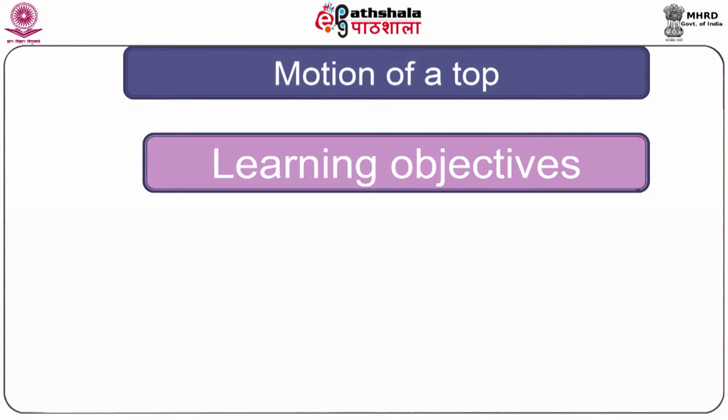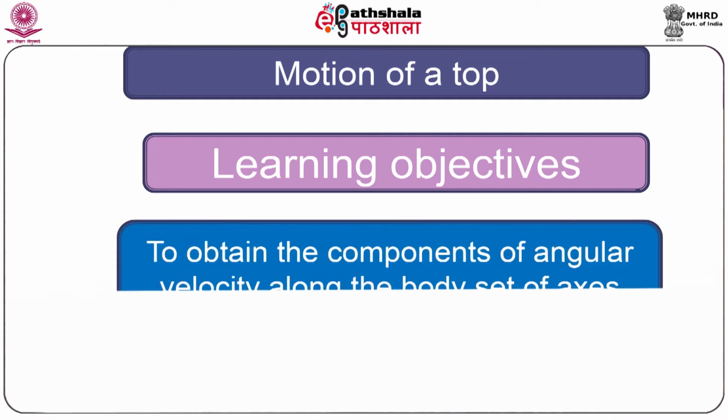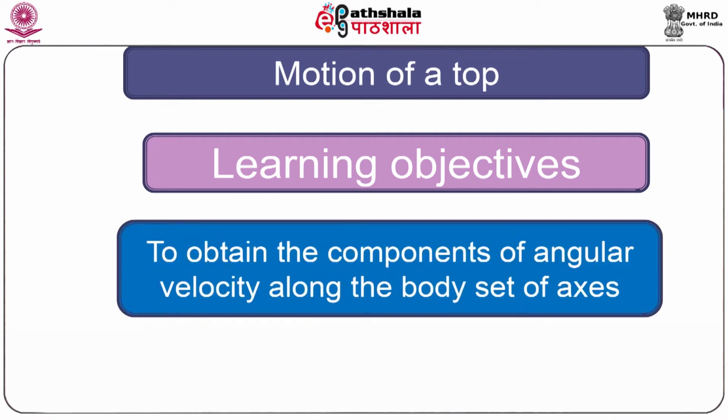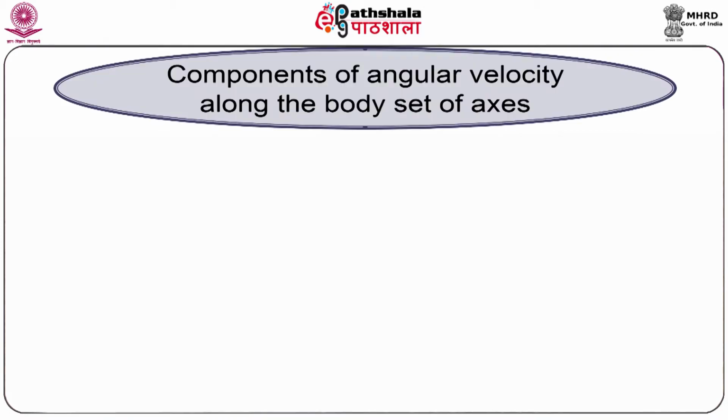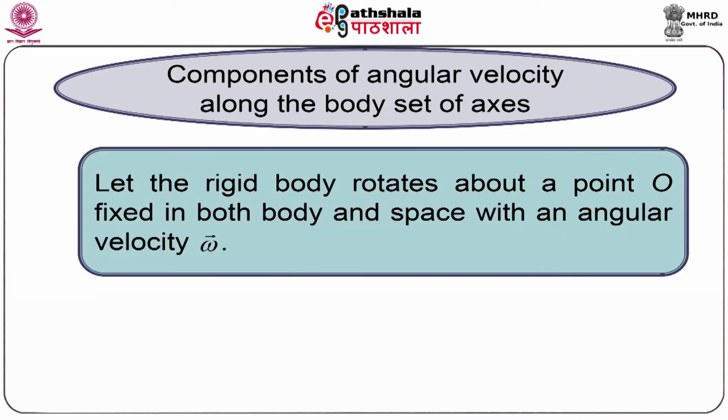We are going to start to discuss the motion of a top. For this, we have to obtain the components of angular velocity along the body set of axis. Next, we shall discuss different aspects of motion of a top. Let us obtain the components of angular velocity along the body set of axis. It is convenient to express the angular velocity vector in terms of Euler angles and their time derivatives. We have already discussed it.